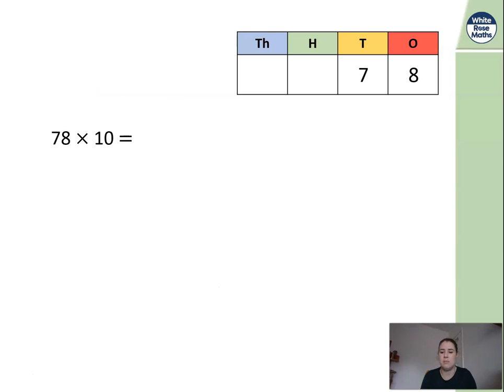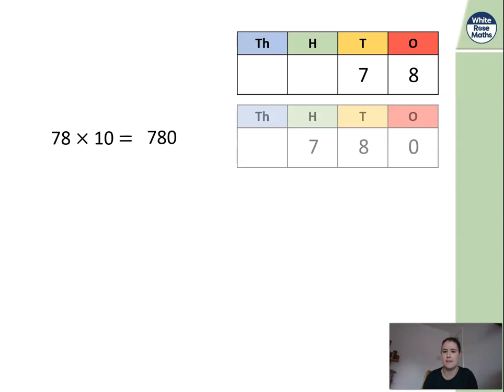So here we have our place value grid, and this number represented is 78. Now we're going to multiply that by 10, and we're going to watch and see what happens when we put it into our place value grid. So 78 times 10 is 780, and this is how it's represented on our place value chart.